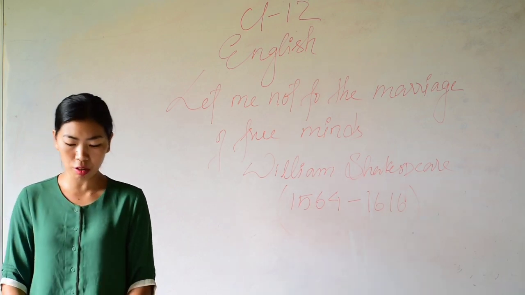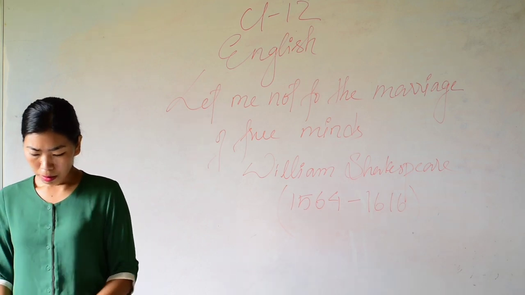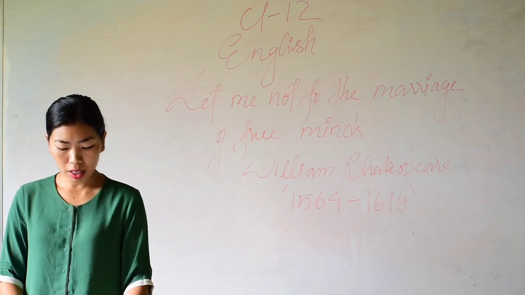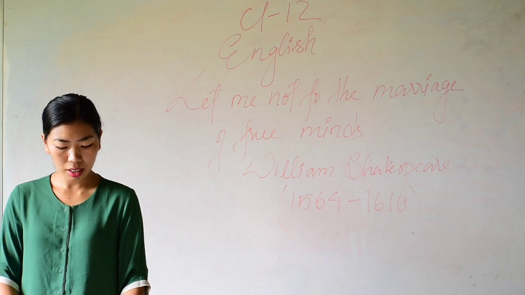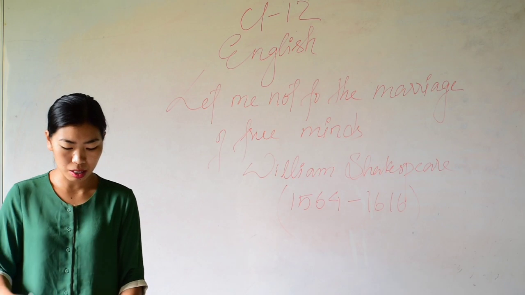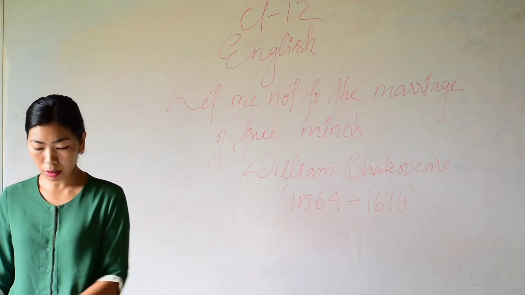The second quatrain follows the rhyme scheme of C D, that is mark, bark follows C, shaken, taken follows D, because they sound the same. Now we will go to the third quatrain.